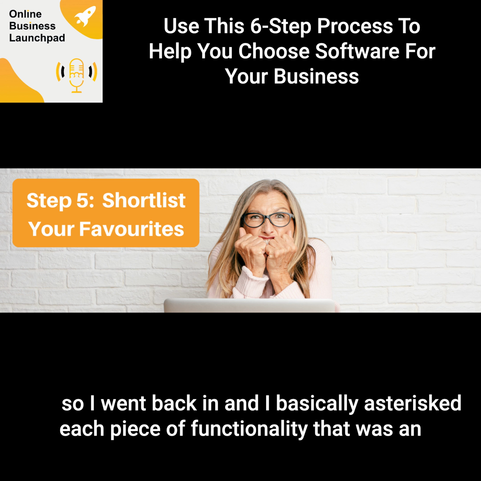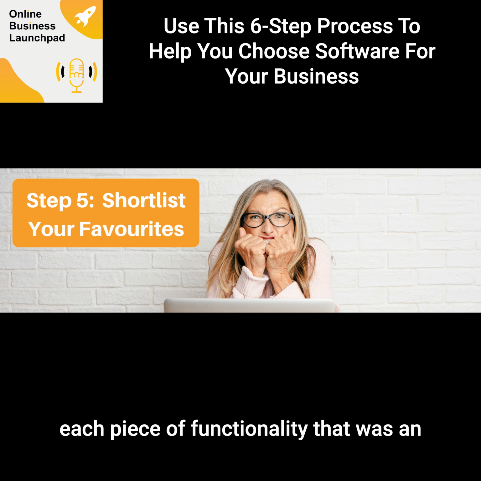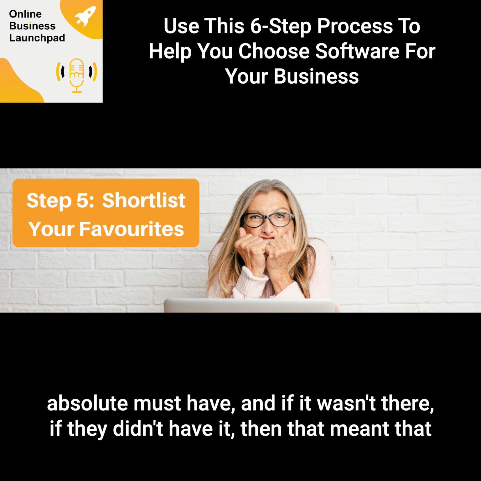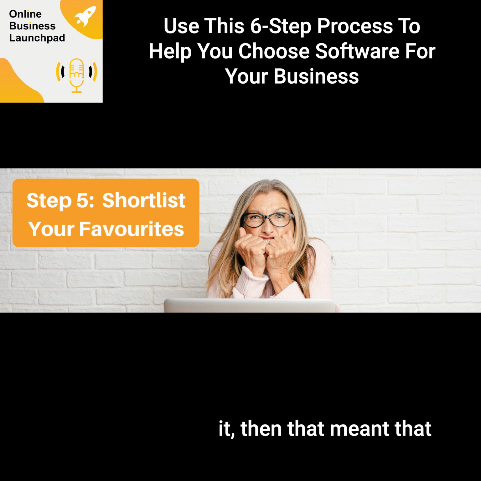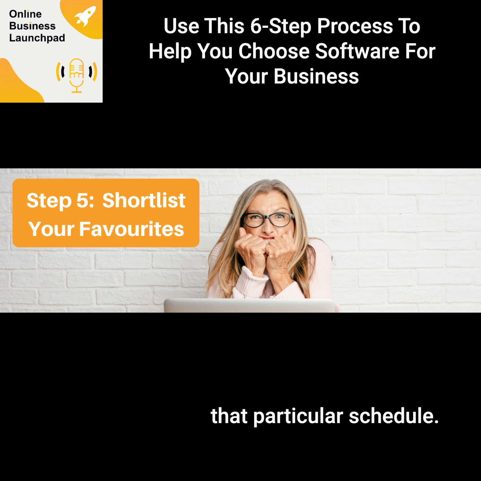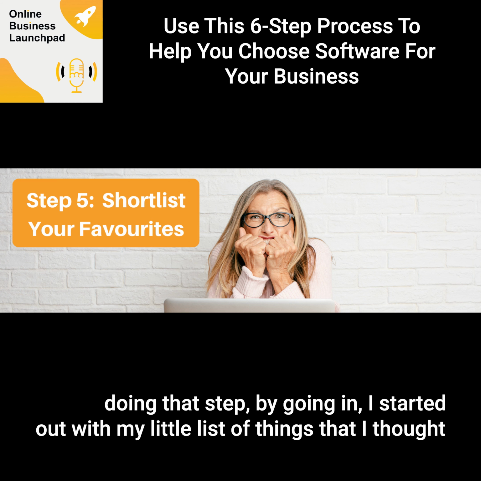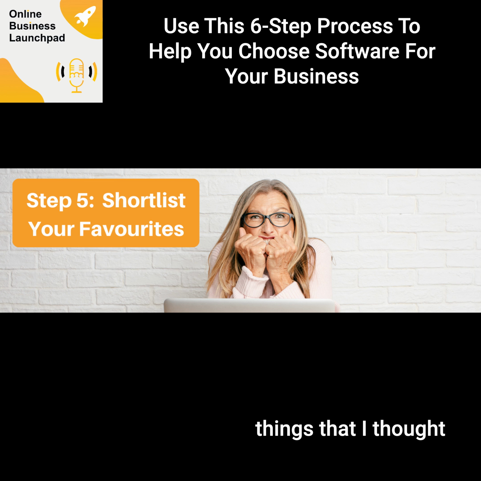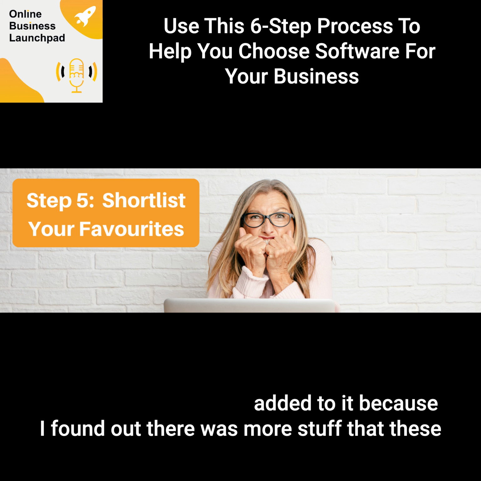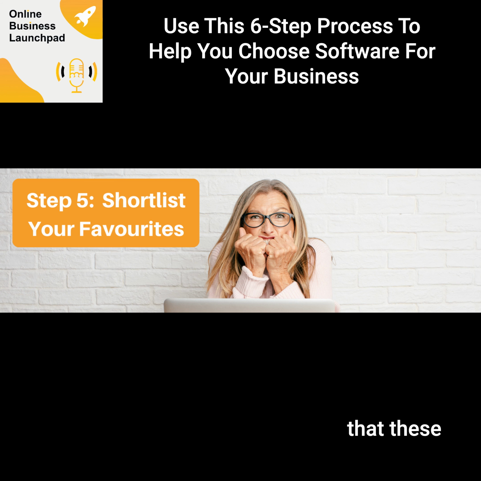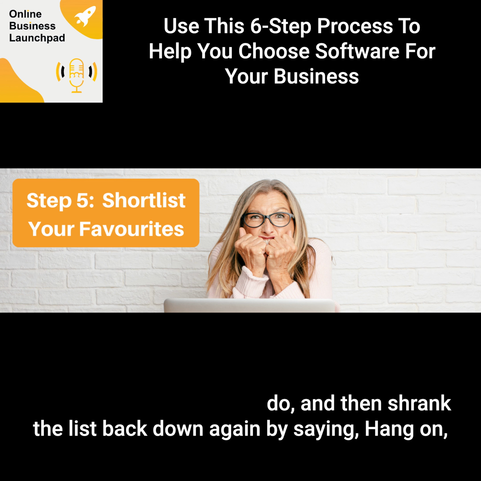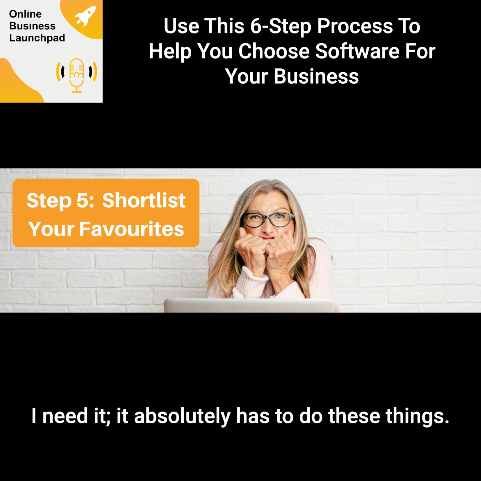whether or not it actually does that or not. And so I went back in and I basically asterisked each piece of functionality that was an absolute must-have. And if it wasn't there, if they didn't have it, then that meant that it was a no-go for that particular scheduler. And by doing that step, I started out with my little list of things that I thought I needed to have, then I added to it because I found out there was more stuff that these pieces of software could do, and then shrank the list back down again by saying, hang on, I need it.